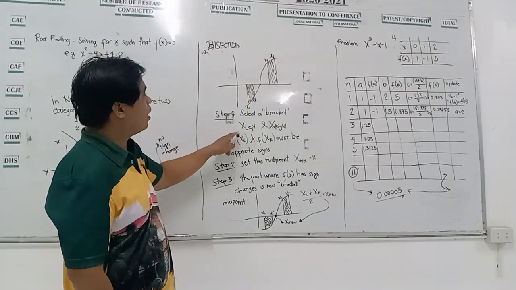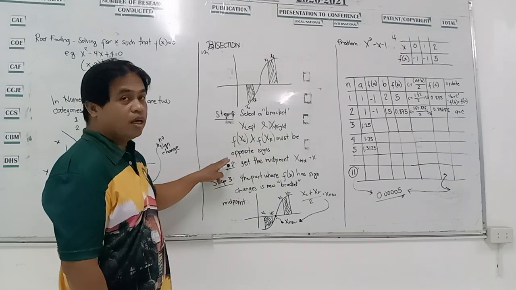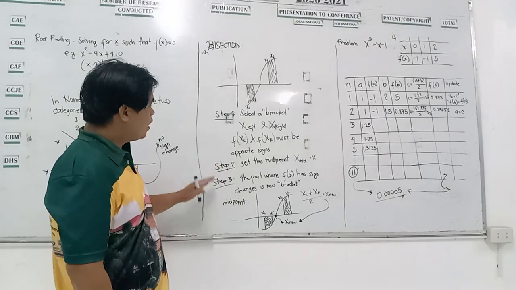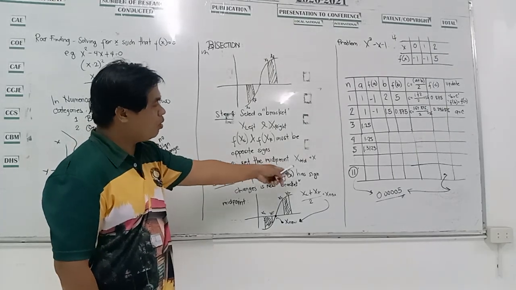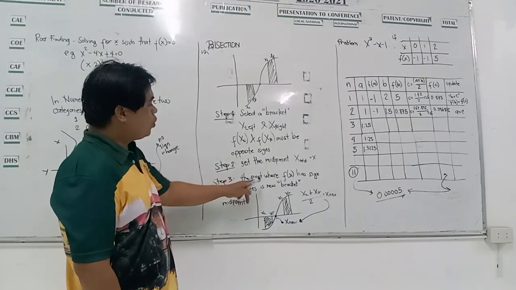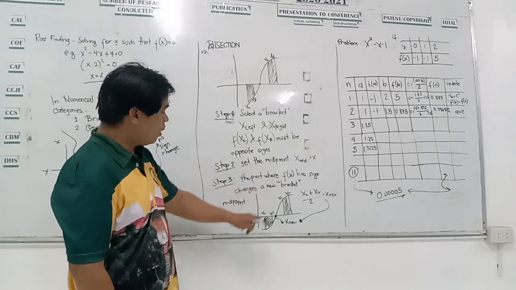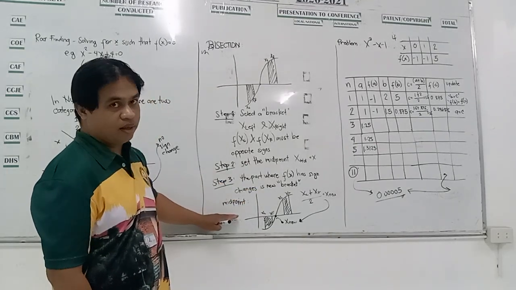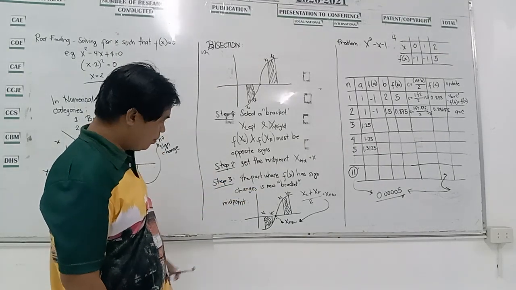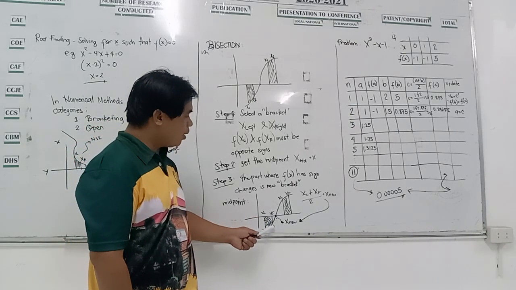Step 1, select a bracket x left and x right. F of x left and f of x right must be in opposite signs. Okay? Then step 2, set the midpoint, yung ating x mid. And step 3, the part where the function has a sign change, this is now the new bracket. Yun yung ating midpoint natin. To get the new bracket, we have here x mid equals xl plus x right divided by 2.